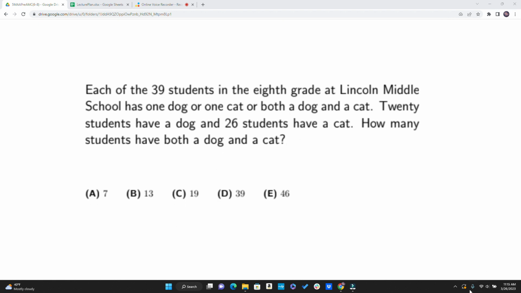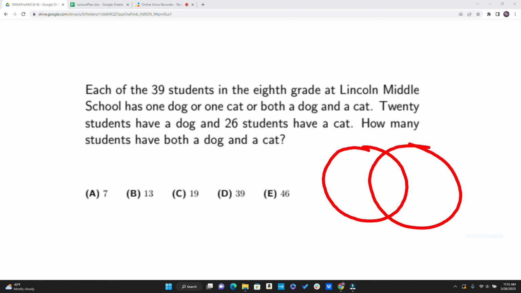Okay, 39 students in 8th grade at Lincoln Middle School. Each has 1 dog or 1 cat or both a dog and a cat. 20 students have a dog, 26 have a cat. How many students have both a dog and a cat? All right, so let's draw this out. Make a Venn diagram. That's what this shape is called. So we have people with dogs, people with cats, and remember this inner thing is people with both dog and cat.